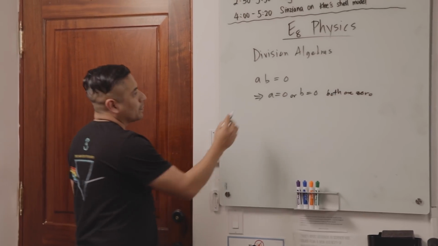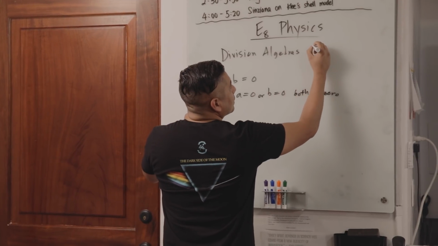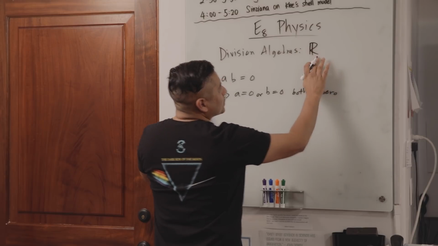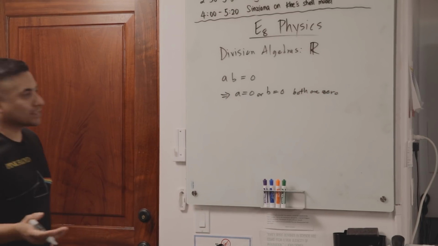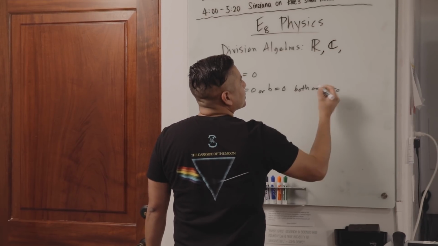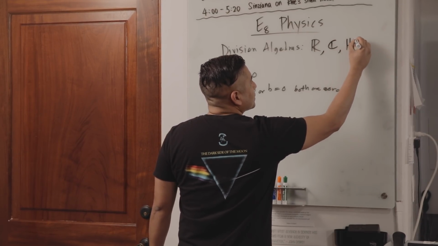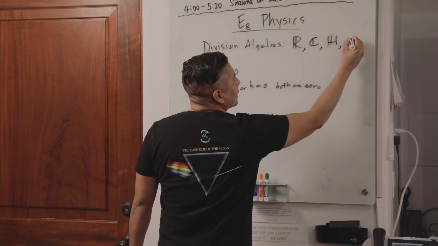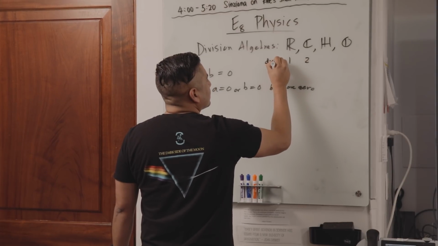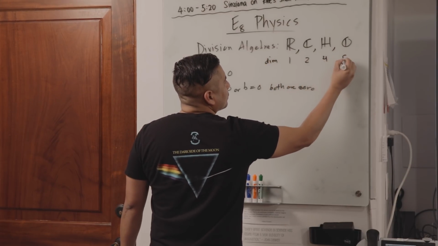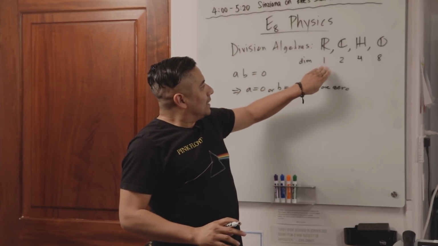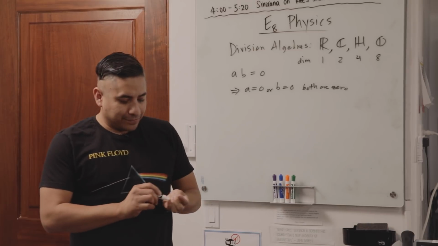So that property is satisfied by the one-dimensional division algebra, which is the set of real numbers. We also have the set of complex numbers in 2 dimensions, the quaternions in 4 dimensions, and the octonions in 8. So dimensions 1, 2, 4, and 8. These are the finite dimensional division algebras, and these are the only ones that exist.